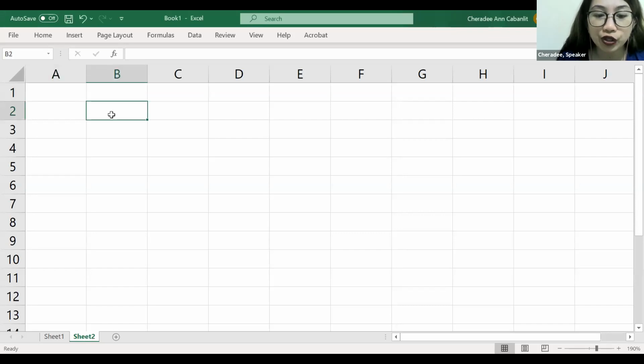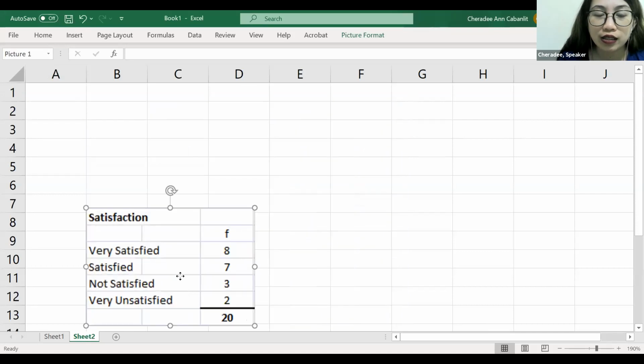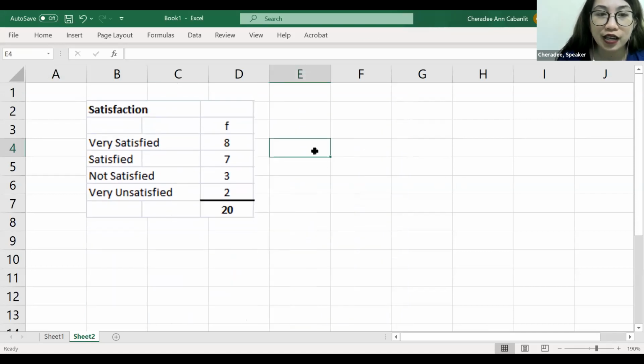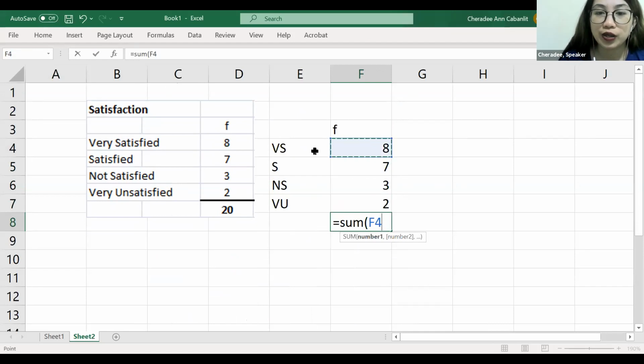So how do we compute data in a weighted mean? For instance, very satisfied, we have 8 people, that's the frequency. Satisfied, only 7. Not satisfied, 3. Very unsatisfied, 2. And then the sum is 20.